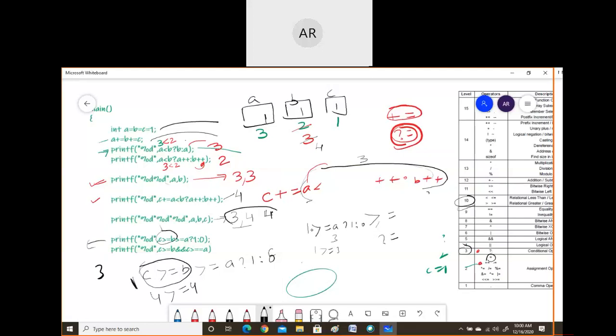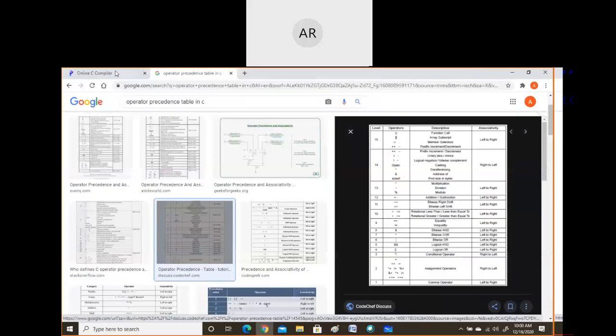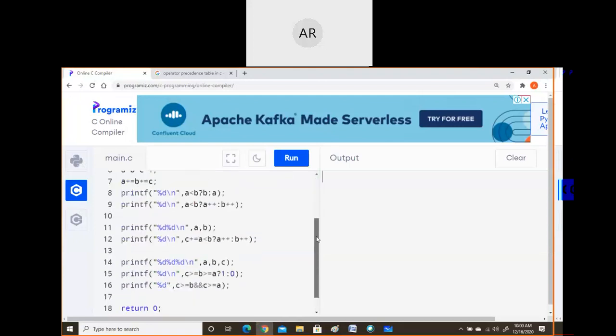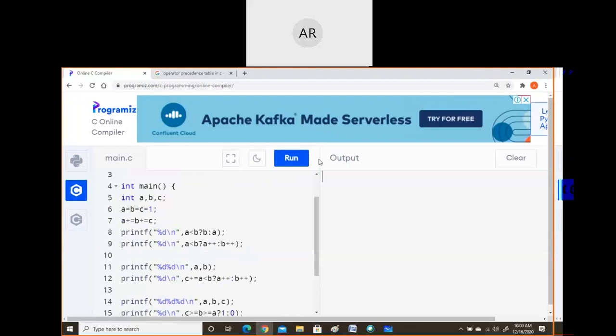Then we can solve 1 greater than equal to a question mark 1 colon 0. What is the value of a? A will be 3, yes. So 1 greater than equal to 3 will be false, then the answer will be 0, right? The last statement you can try yourself, right?